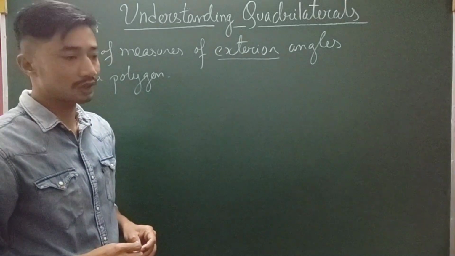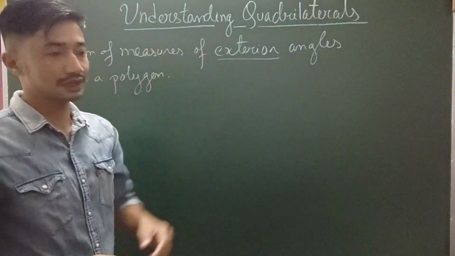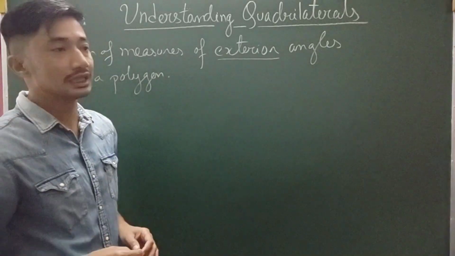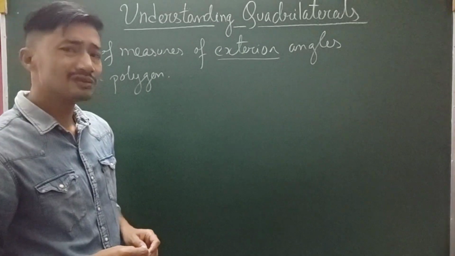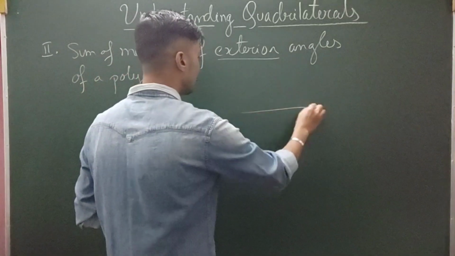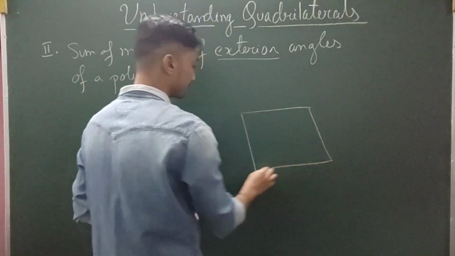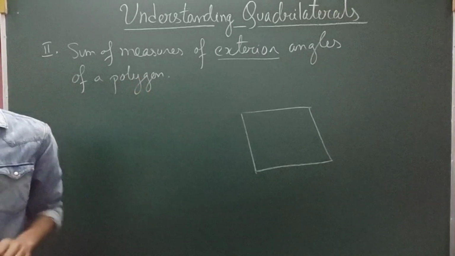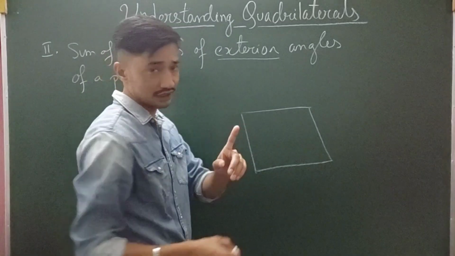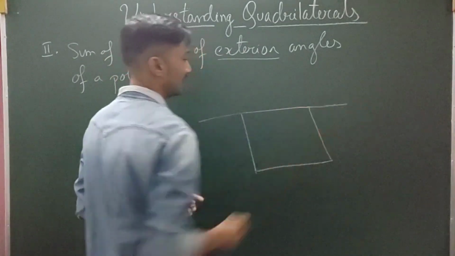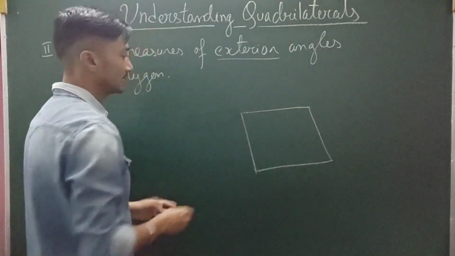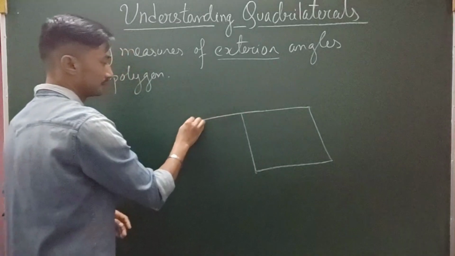What do you mean by exterior angles of a polygon? When we extend one side of a polygon, only on one side, we cannot do it on both sides, then an exterior angle is formed. I'll give you an example. Suppose I have a polygon like this, with 4 sides. You extend any one side, but only on one side each. So I'll extend this side to this side.